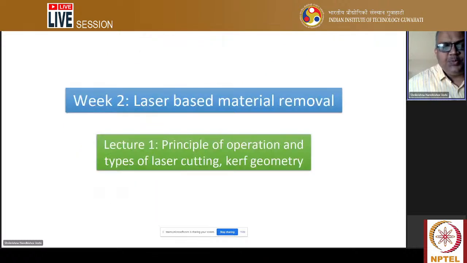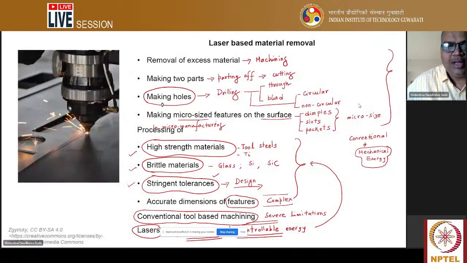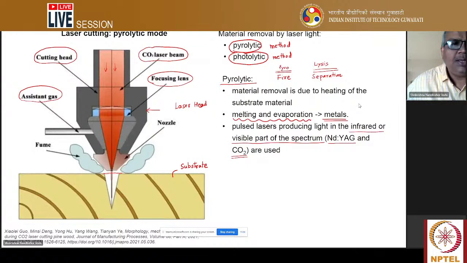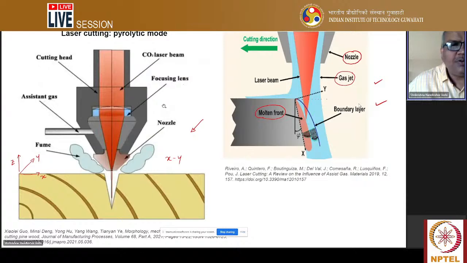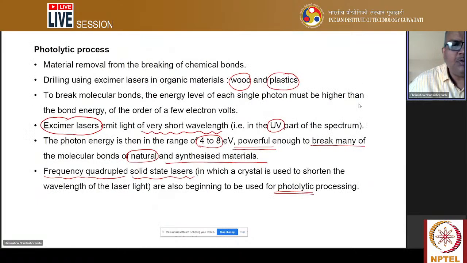Then next week, the second week, we started discussing the application of lasers in cutting operation, basically the material removal application. Here we have seen the meaning of kerf. This is a very fundamental concept or characteristic of a laser-based application, laser cutting: the kerf, how the kerf is getting modulated, and the various modes of laser cutting. The first is the pyrolytic mode, and then another mode of operation is the photolytic mode.